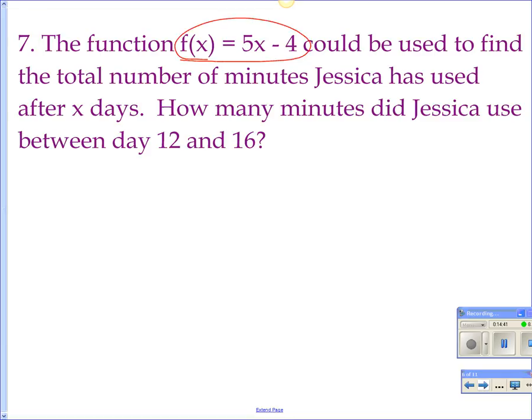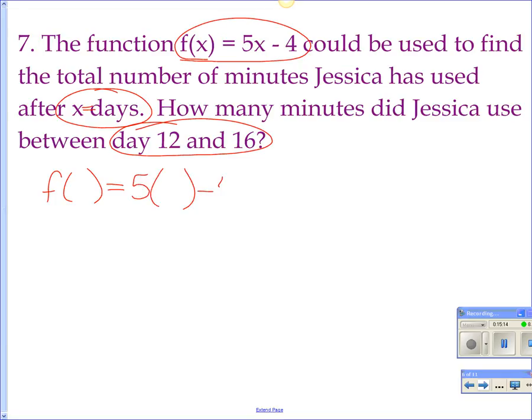I want you to do that too, sir, on your paper too. Zaria, what else do I circle? Good. Day 12 and 16. And Haley, there's one more thing that needs to be circled. Good. X equals days. X is how many days. Okay? All right, Jesse, what are we going to do first? Perfect. Daniel, what's going to go in the parentheses first?